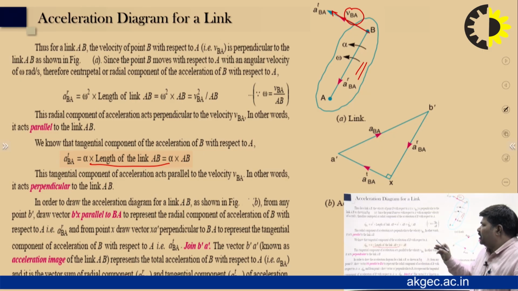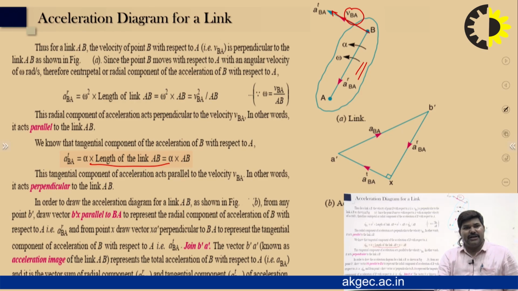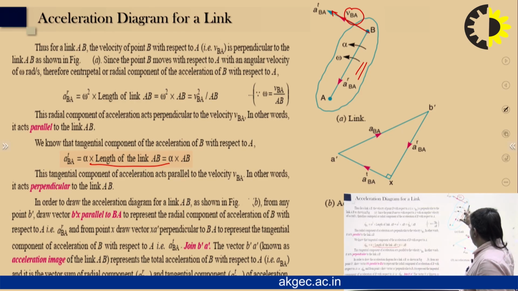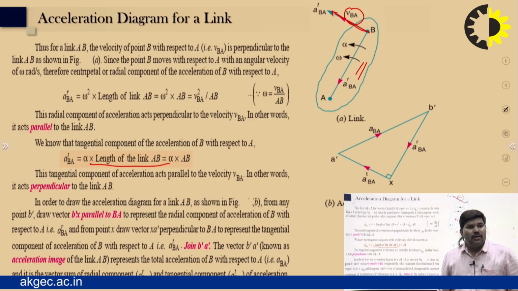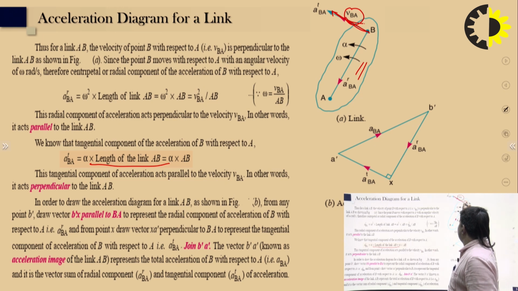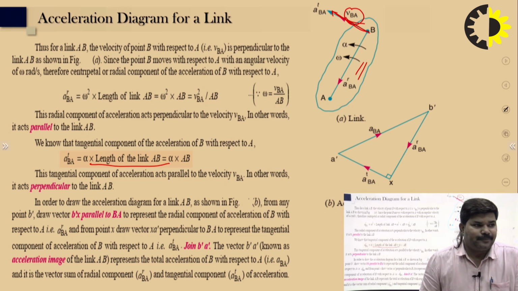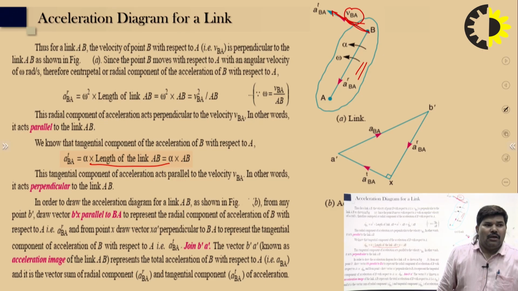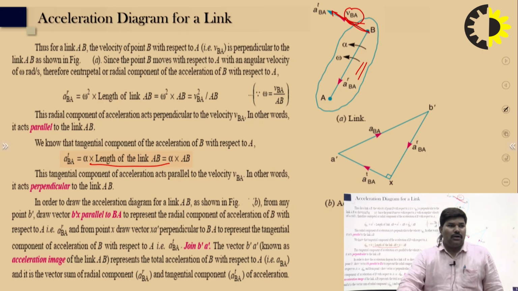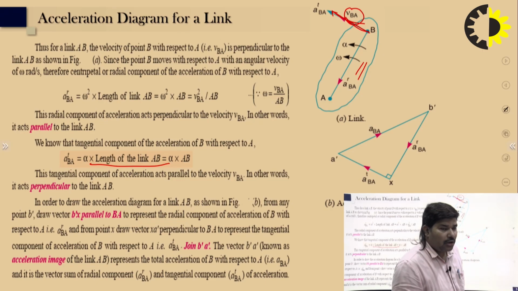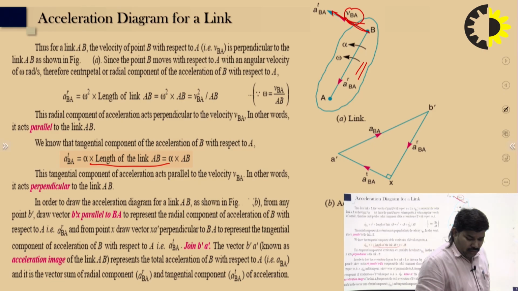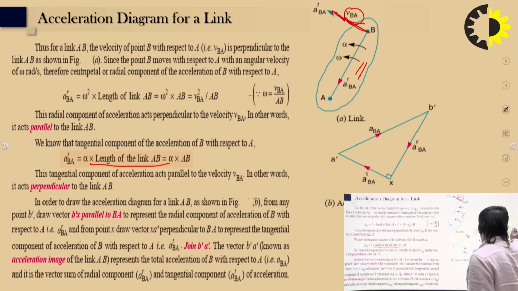So there are two things, one is the tangential component and one is the radial component. The tangential component is perpendicular to link AB, or we can say it is parallel to the velocity of B with respect to A. So how do we draw the acceleration diagram for any link?